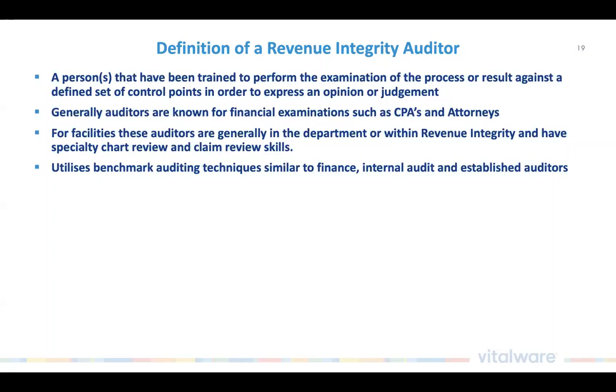So it could be CPAs, it could be attorneys, but the revenue integrity people follow that same methodology. They usually have a specialty in chart reviews, so they can be clinical or coders, but it's not necessary. They just have a working knowledge of medical terminology, what that process is, and then what the CPT code is, and putting those pieces together. Utilizes a benchmark auditing technique similar to finance and established audit.